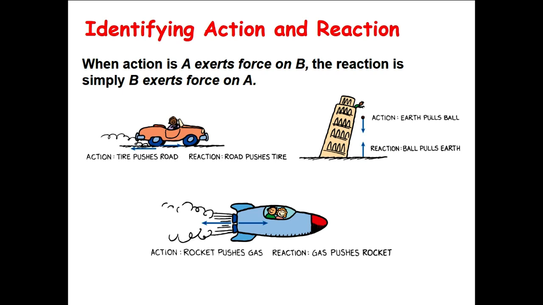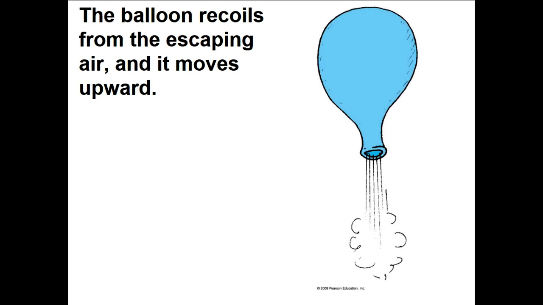If you drop an object, a ball, then earth is pulling the ball. That's the action. But then the ball will pull back earth upward. That's the reaction. For a rocket, now the rocket pushes the gas out, so that's the action, and the reaction is gas will push the rocket in the other direction. That's another example. A balloon filled with air. The balloon will recoil upward. Why? Because as the balloon pushes the air downward, air will push back the balloon upward.